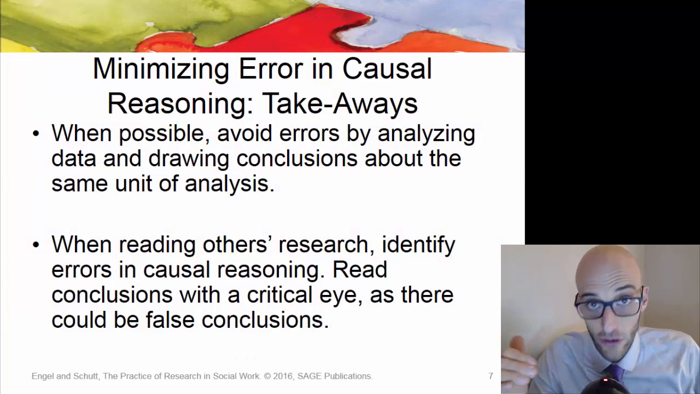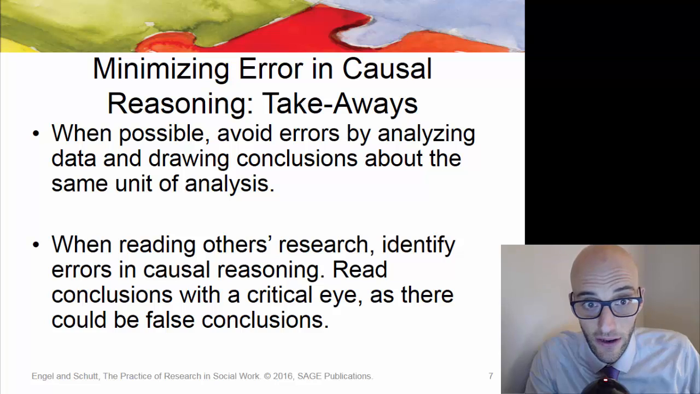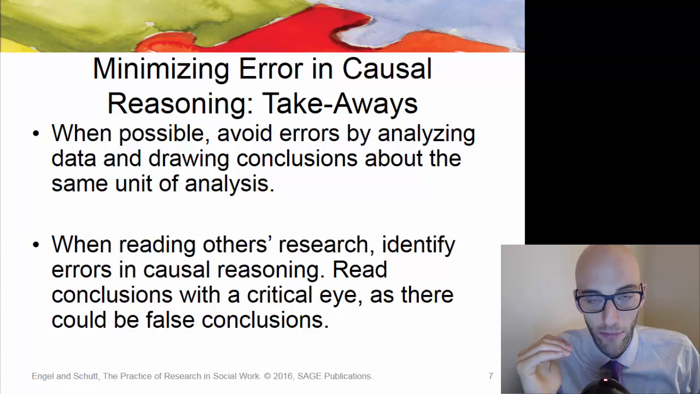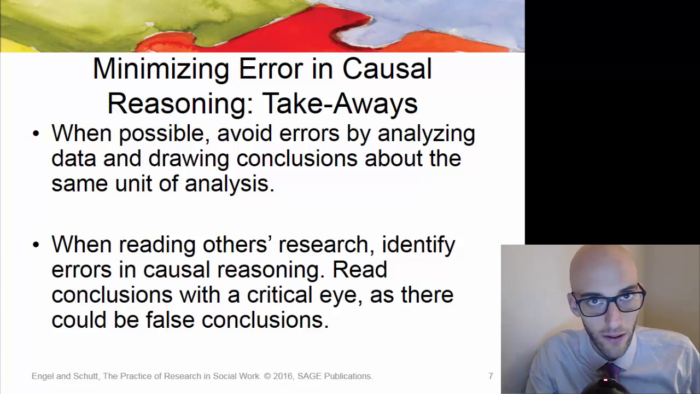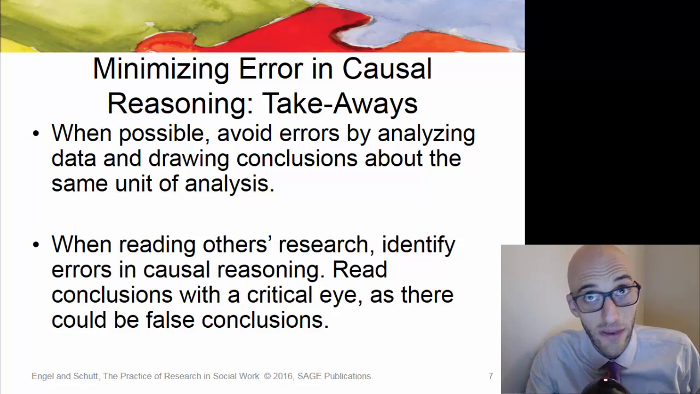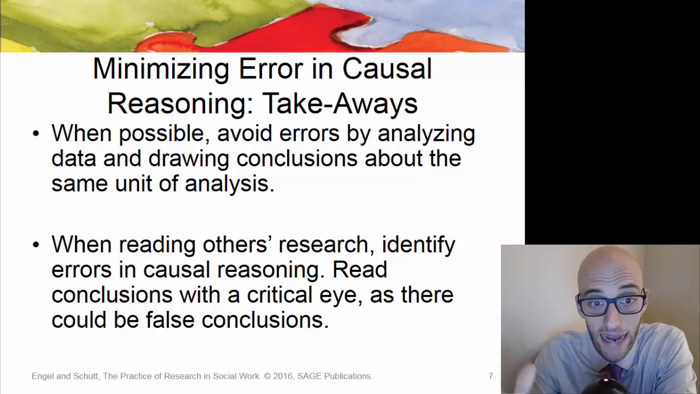In order to minimize these errors, when possible, try to avoid analyzing data and drawing conclusions about the same units of analysis. Don't take a case study, for instance, and think that it would be able to summarize a broader group or a broader population. And likewise, if you do have a sample that's similar to somebody's demographics, it doesn't mean that they're necessarily going to be equal in such variables. So when reading research articles, try to identify these errors and view it with a critical eye, as there could be some false conclusions drawn.